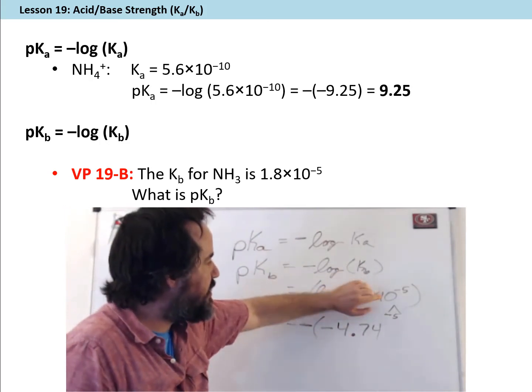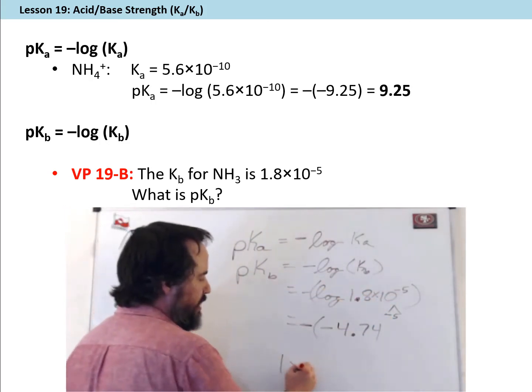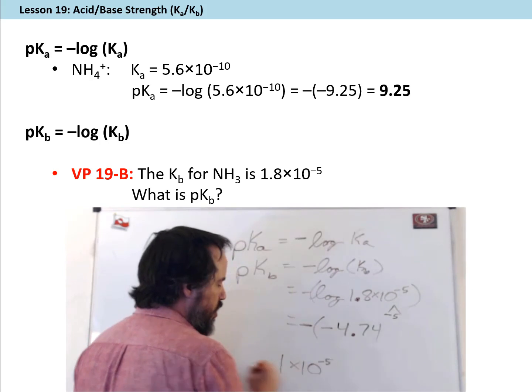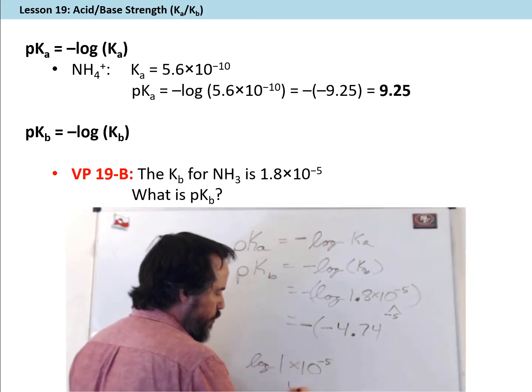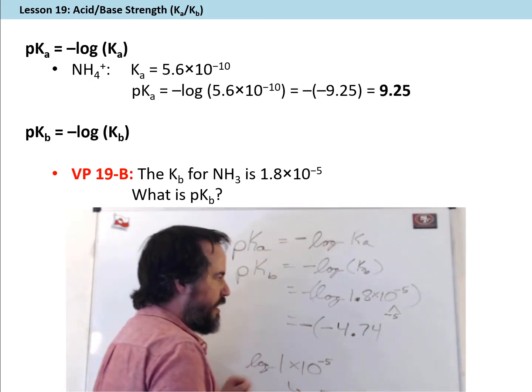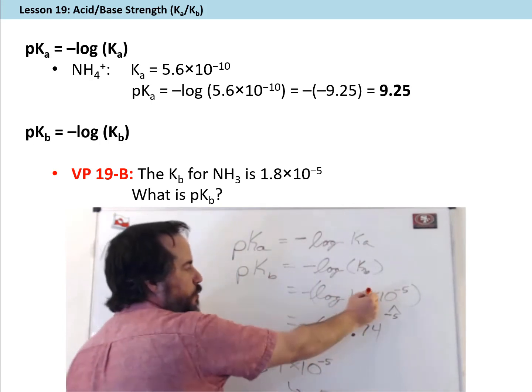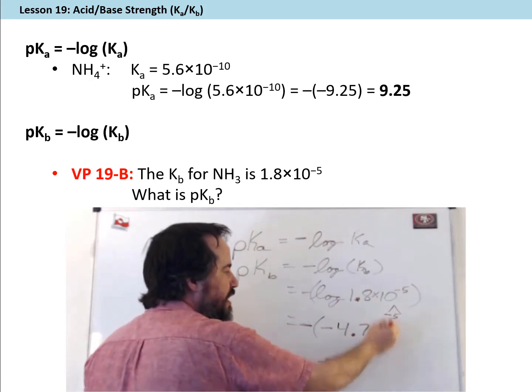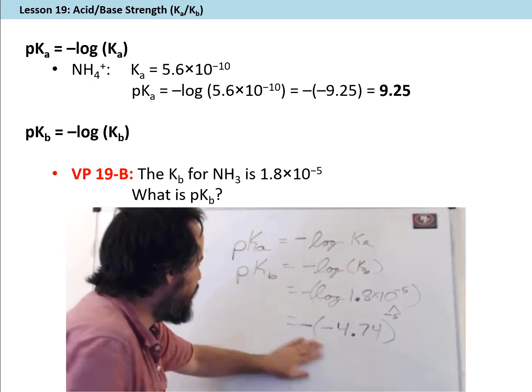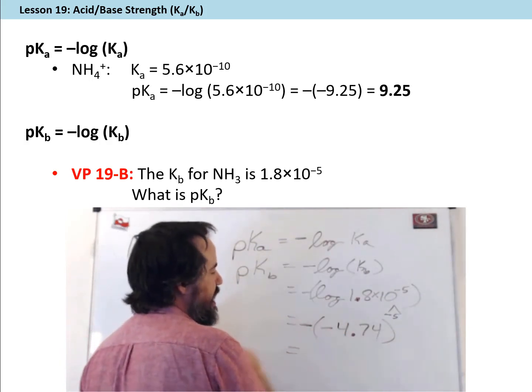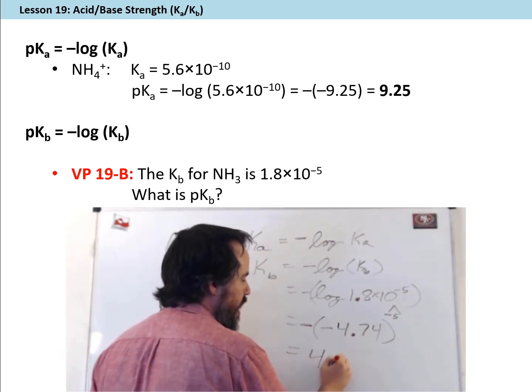Log takes this number. If this was 1 times 10 to the negative 5, log of this would be negative 5. Seeing that this isn't 1.8, it's slightly off, but it's close. So that's going to get me a pKb of 4.7.